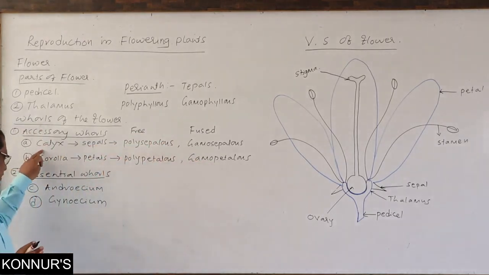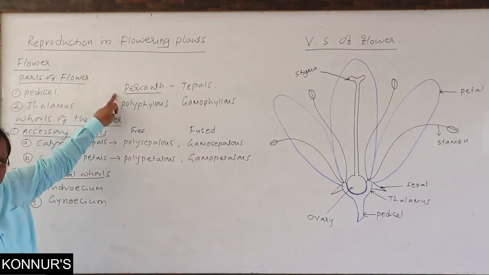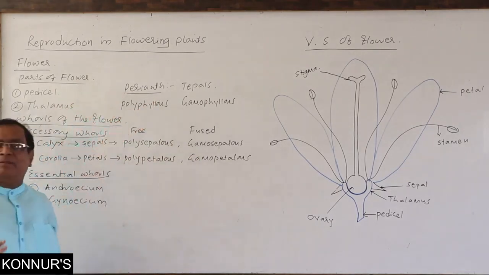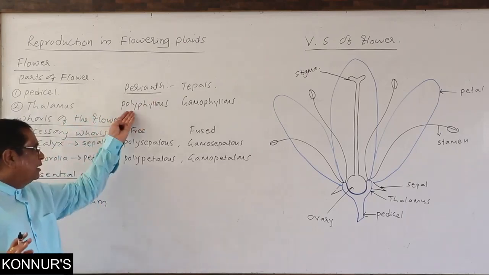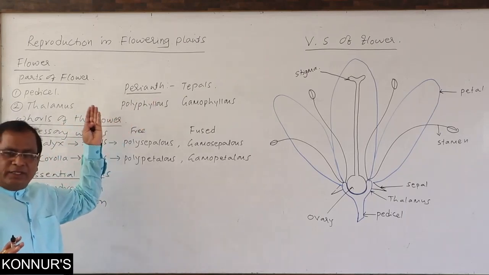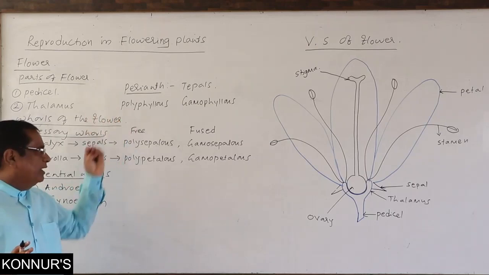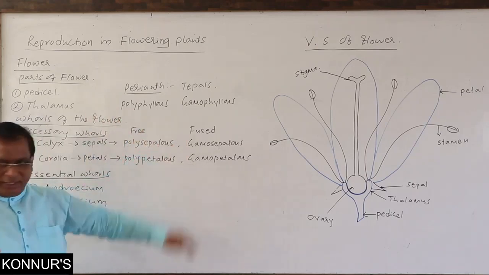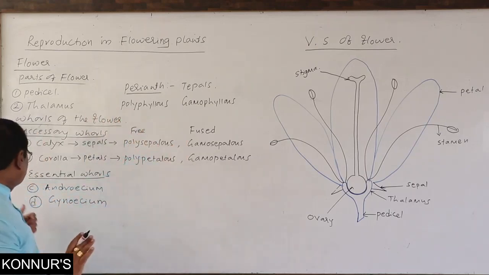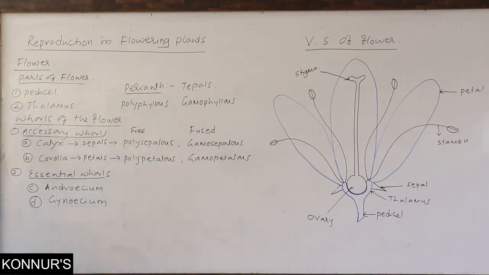An undistinguished calyx and corolla is said to be a perianth. Its units are named tepals, and there also, if the tepals are free, polyphyllous, and if fused, gamophyllous. And now let us go to the essential whorls of the flower.